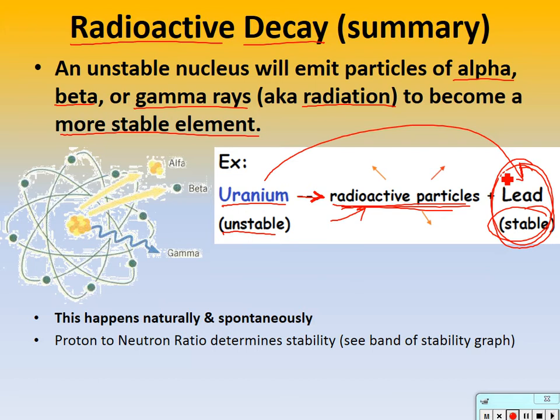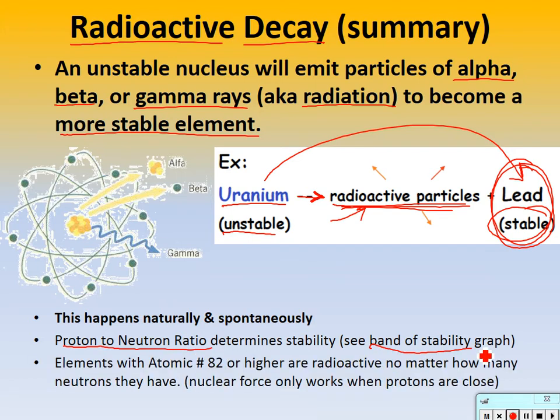The proton to neutron ratio determines stability. We just talked about that, the band of stability graph. Elements with an atomic number of 82 or higher are radioactive, no matter how many neutrons they have. The nuclear force only works when protons are very close, and so the nucleus is smaller. So after lead, there are going to be radioactive isotopes.